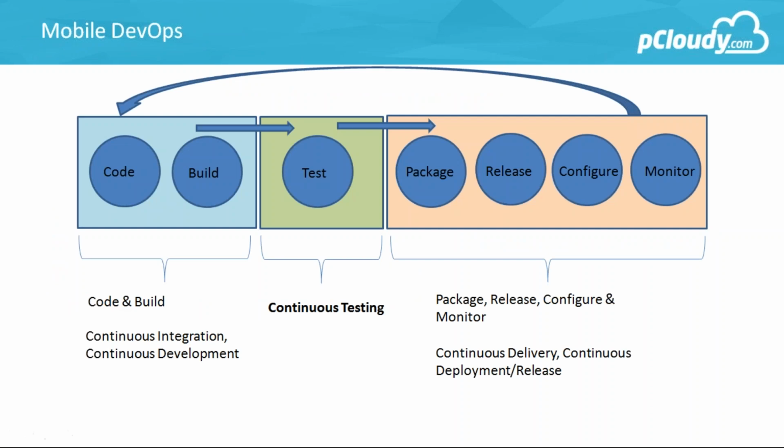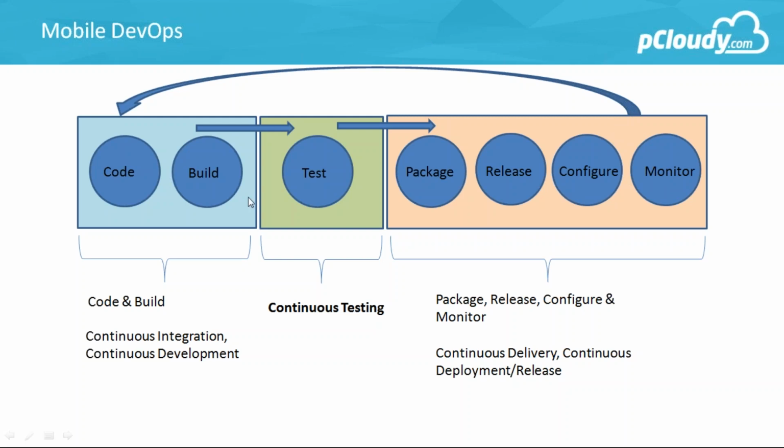Now coming to the mobile DevOps, this is very important. This is a very generic diagram or generic workflow which I have presented here. This is how typically, in general, the mobile DevOps systems will look like. If you see the complete cycle, we have a coding part, build, test, then comes packaging, releasing, configuration, and monitoring. And then this is a feedback.